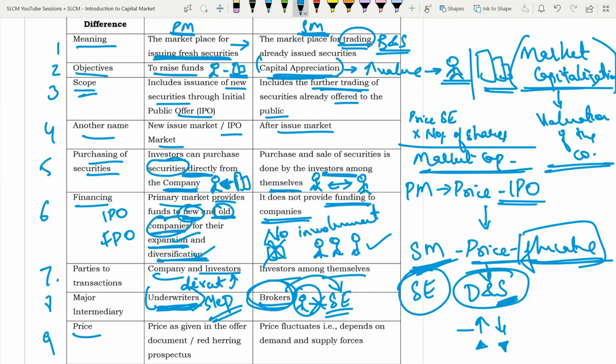Coming to the price, here the price is decided by the company, or it is done through a red herring prospectus.